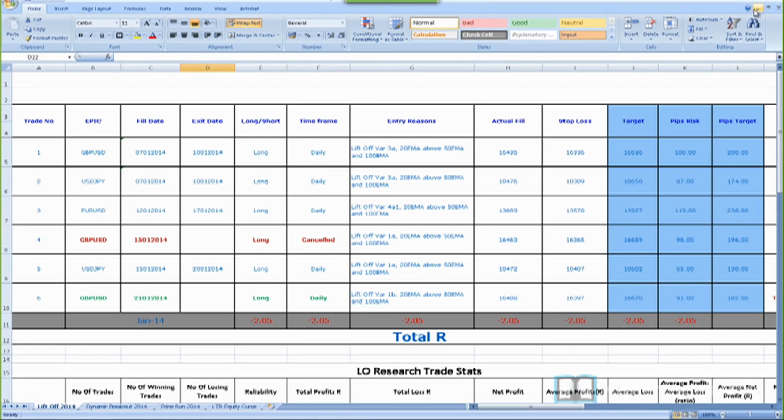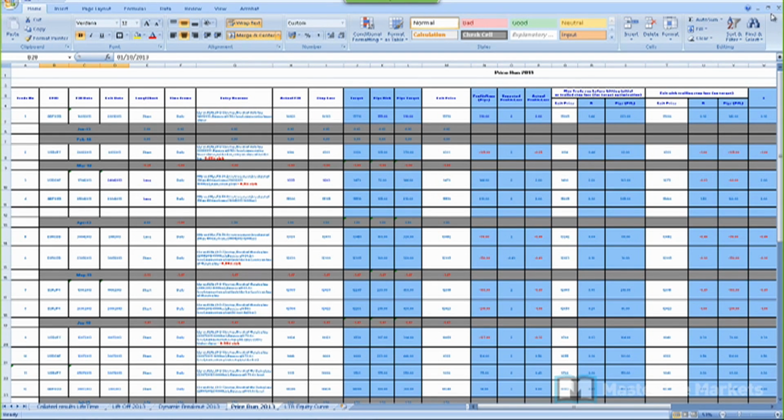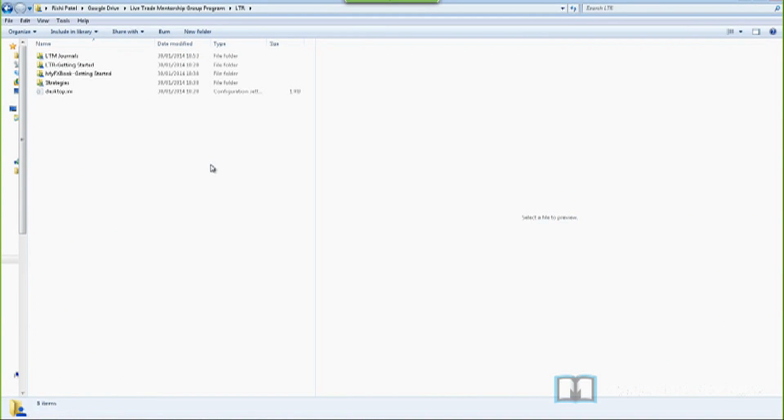I'm going to save the changes to the journal, and we're going to close that. There we go. Let's move on to the next folder on the actual live trading room. Here's what we're going to do. We're going to look into LTR getting started. Now, LTR getting started is all about getting you up and running. So there are some useful resources in here.